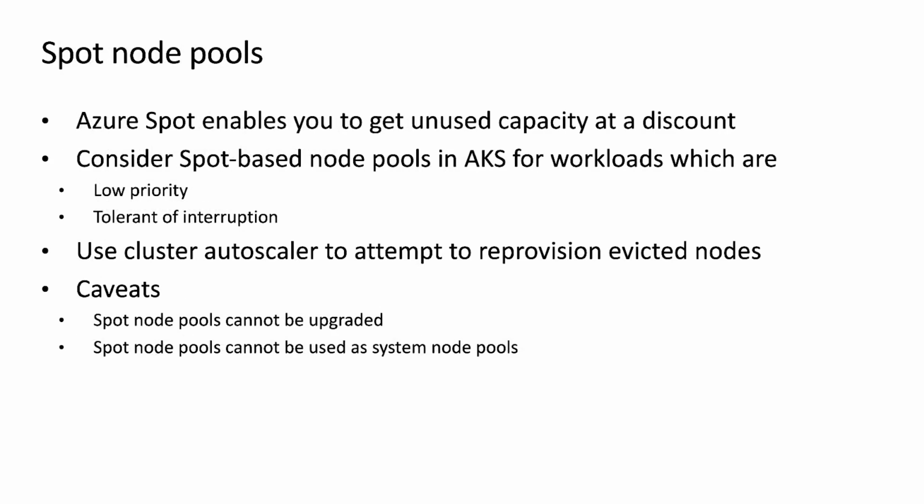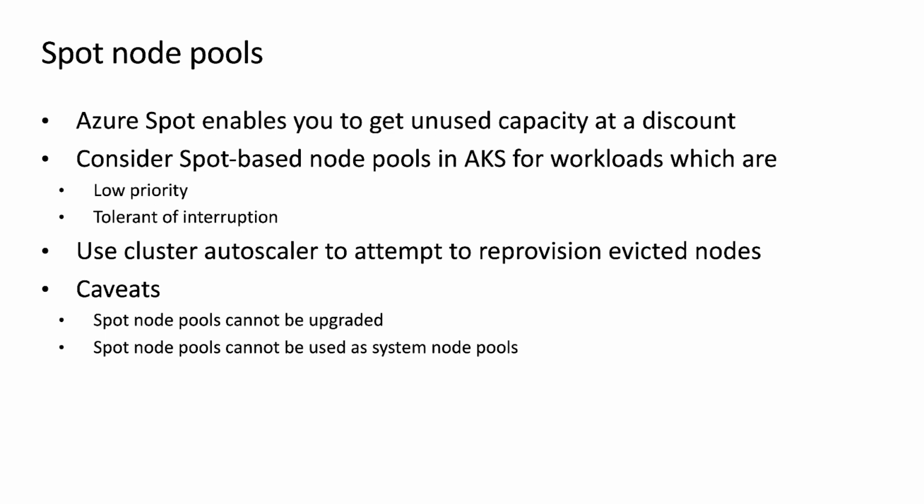We've also added the notion of spot node pools, and this is built on top of the Azure Spot capability that became generally available recently. It is an evolution of the low priority capability that we had previously within VMSS. The idea here is to allow you to get unused Azure capacity at a pretty steep discount, up to 80% in some cases, while being mindful of the fact that capacity is not guaranteed.